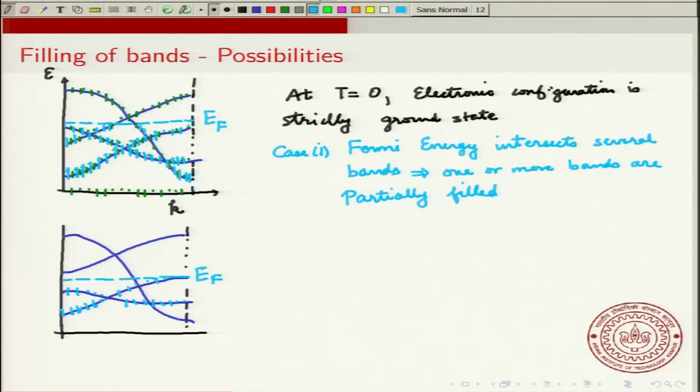I want to change that a little bit because I don't want this line. Sorry, I'll just change this a little bit. So what I want to show is something like this, and let me say this goes somewhere here. Now what you find is that the lower two bands are completely filled, all the states are occupied, whereas the upper two bands are completely empty. So this is the second case.